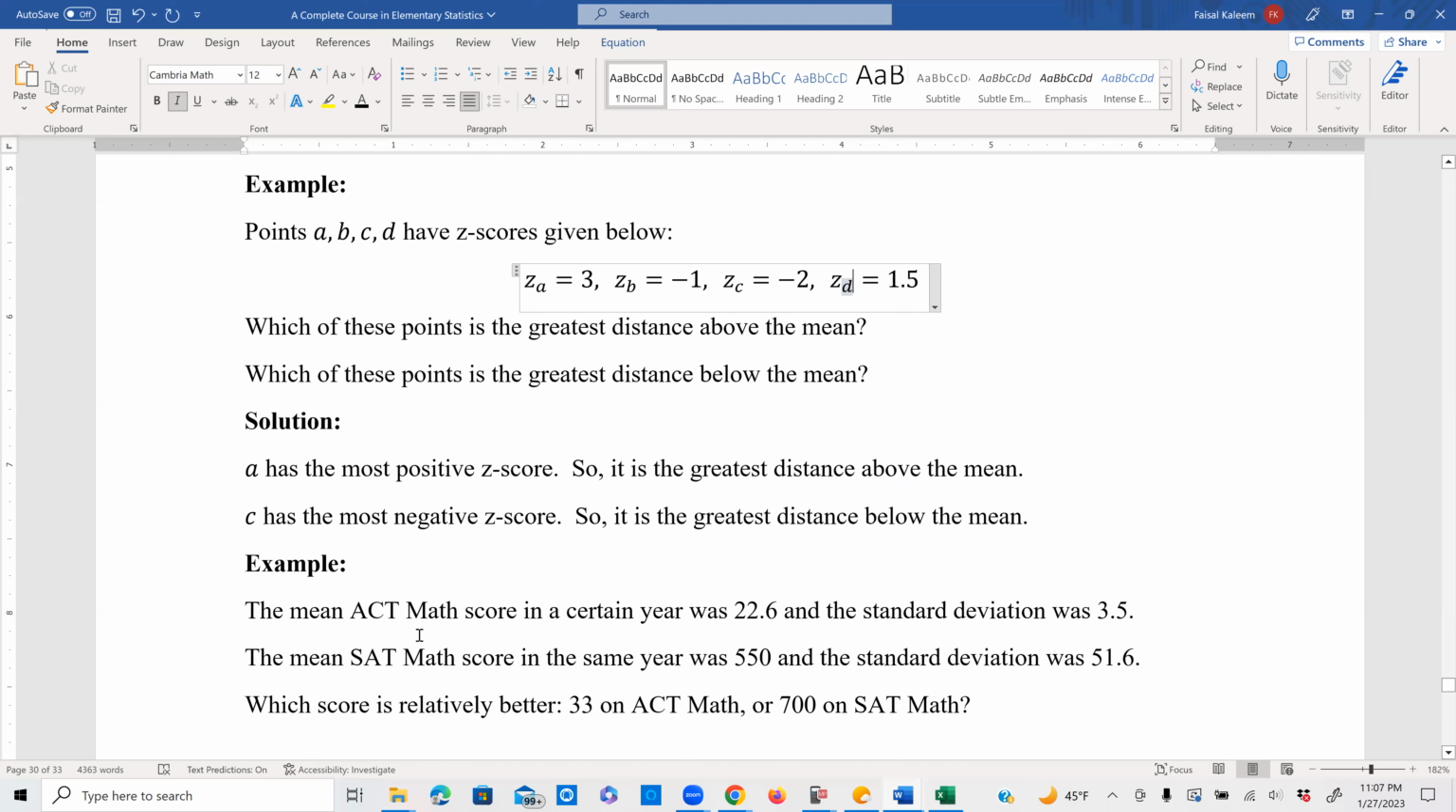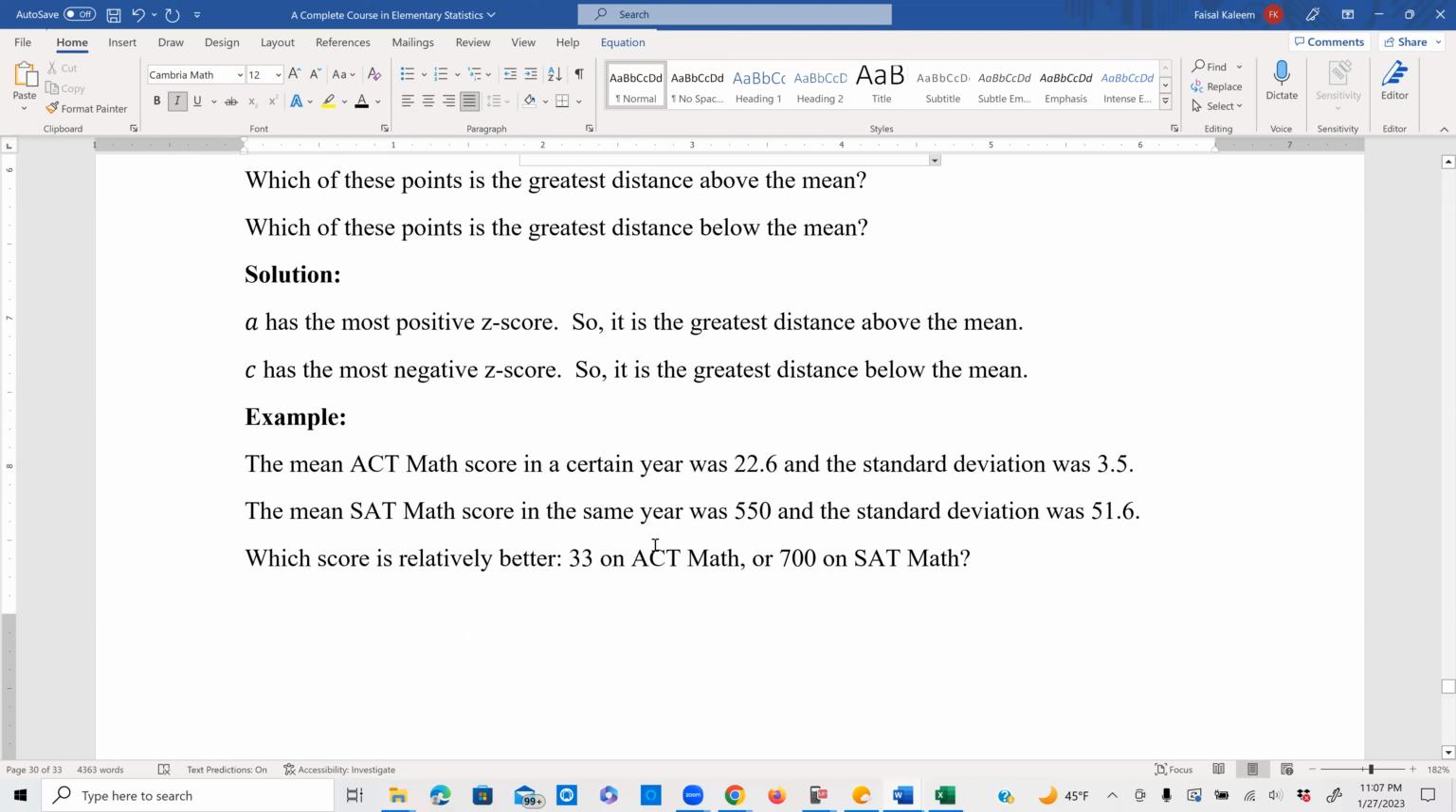Example: the mean ACT math score in a certain year was 22.6 and the standard deviation 3.5. The mean SAT math score in the same year was 550, standard deviation 51.6. Which score is relatively better, 33 on ACT math or 700 on SAT math? To compare scores on different scales, we find the z-scores of both, and whichever has the higher z-score is the better score.